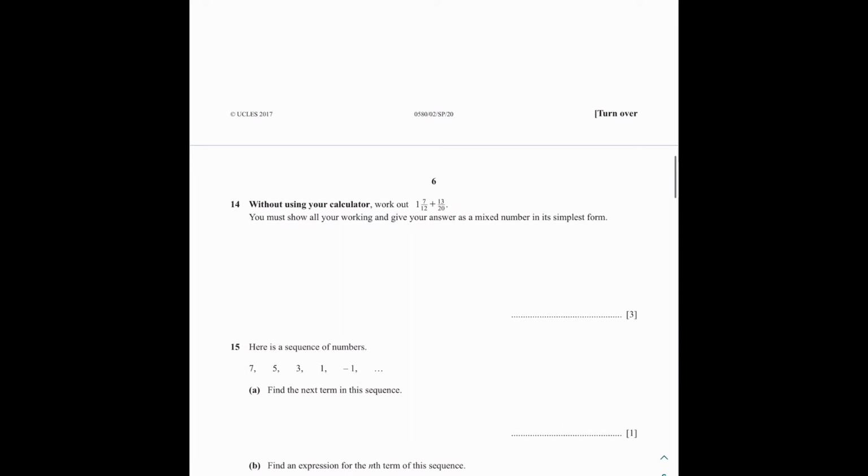Okay. Without using a calculator, work out this. You could technically just write your answer, but you'll just get 1 point if you just write your answer down. It's without using your calculator, but you can always check using your calculator. So, yeah.